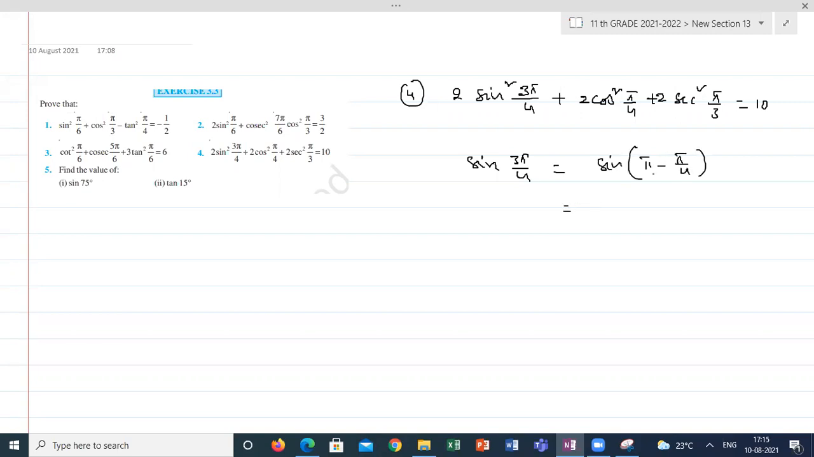It is in the second quadrant. In the second quadrant, what is the sign? Plus. Sin pi by 4, the answer is 1 by root 2. Cos pi by 4, 1 by root 2. Secant pi by 3. What is the value of secant pi by 3? 2 or 1 by 2?